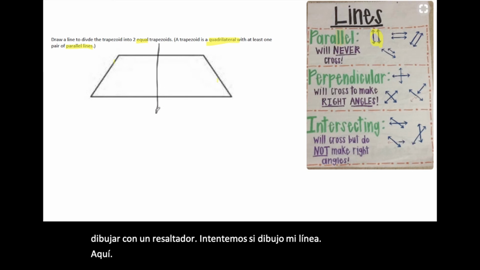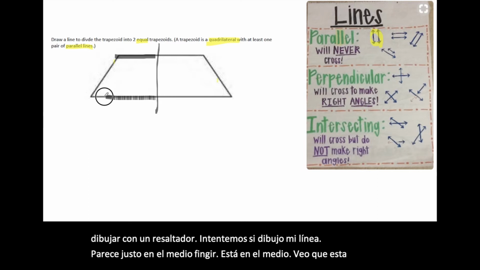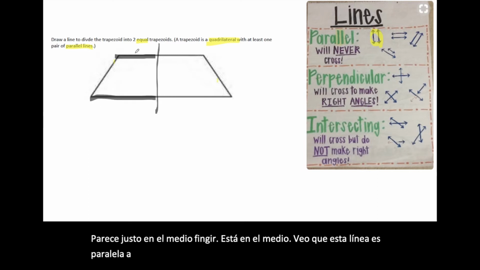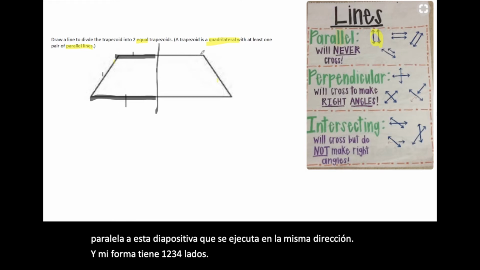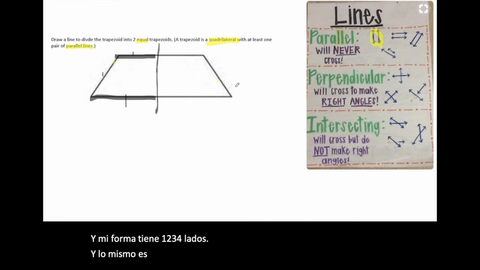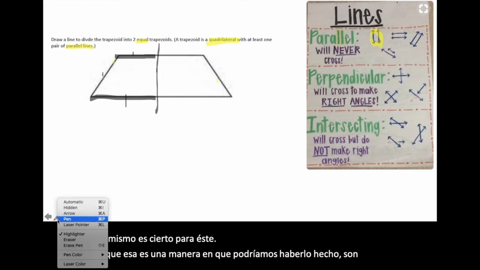just down the middle, pretend it's down the middle, I see that this line is parallel with this line. They're running in the same direction. And my shape has 1, 2, 3, 4 sides. And the same is true for this one. So that's one way we could have done it. They're both equal. Now some of you might have done it like this.